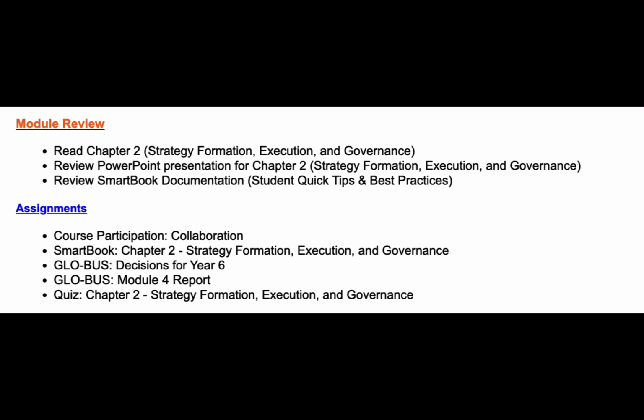Next, we have the Smart Book for Chapter 2. The Globalist decisions for year 6, and keep in mind the practice year 7, the data will reset this evening, which is Monday, and you'll start fresh with the true year 6. So if you made any mistakes, no big deal, you're starting all over. This time, though, you will also have a Globalist Module 4 report. This is the first time you'll actually be completing the reports.